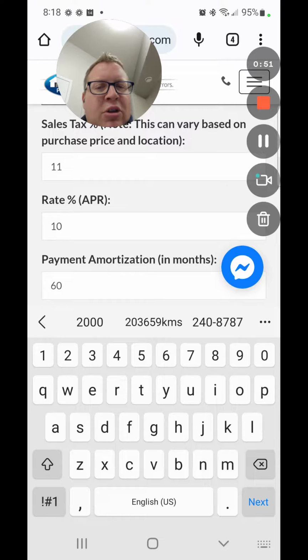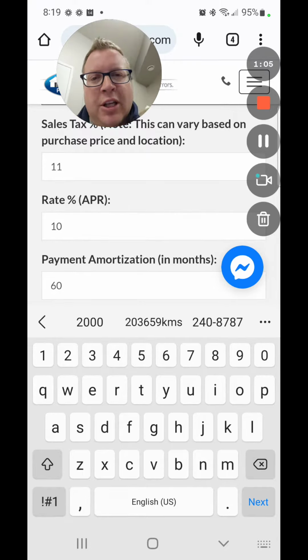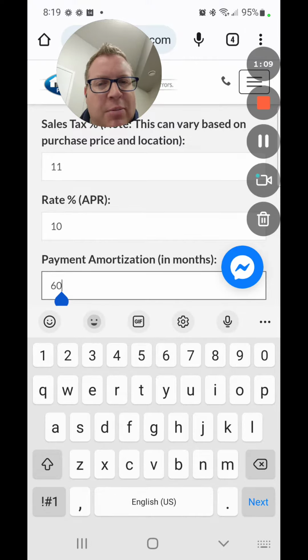Right now, it's got an interest rate of 10%, just because that is a kind of a flat rate we put in there. It may go up, may go down, depending on what the rates are currently in our market. So if you happen to know a different interest rate, you can put it in there to see how it will affect your payment. Now it goes payment amortization, or how many months you're going to have it go for.